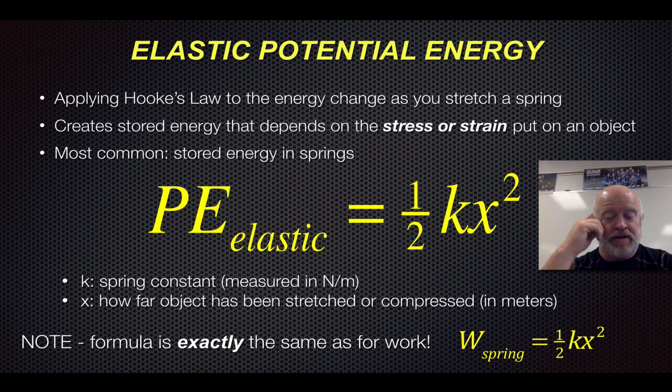Now, keep in mind, this is exactly the same if we talk about work, because the potential energy that we generate is from doing work on that spring. So the work the spring does is 1/2 kx squared also. So if we ever need to worry about work, you can substitute work in for this just like we did in our last unit. Okay?